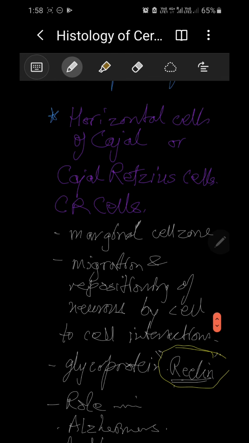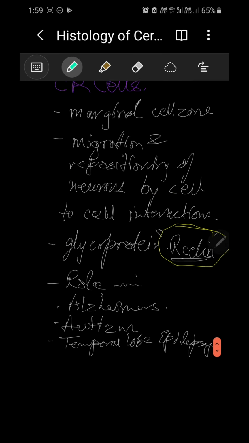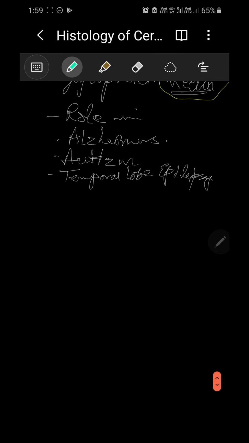So that was about the horizontal cells of Cajal. Remember the importance of these cells. Remember, they are present in the molecular layer of the cerebral cortex. Now, because we have come around talking about these Cajal cells, why not discuss another cells? There are also Cajal cells present in the human body, because maybe I get or do not get time to revise it again. So let's describe the other type of Cajal cells, and those cells are called interstitial cells of Cajal.